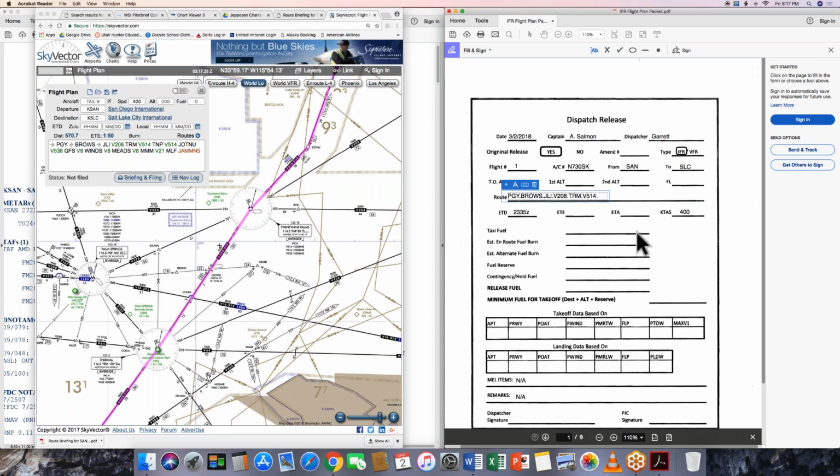V514, JOT2, dot, V538, dot GFS, dot Victor 8. That means, and this is the problem about using a low chart, you tend to have a lot more waypoints. So you got JOT2 on your dispatch release.